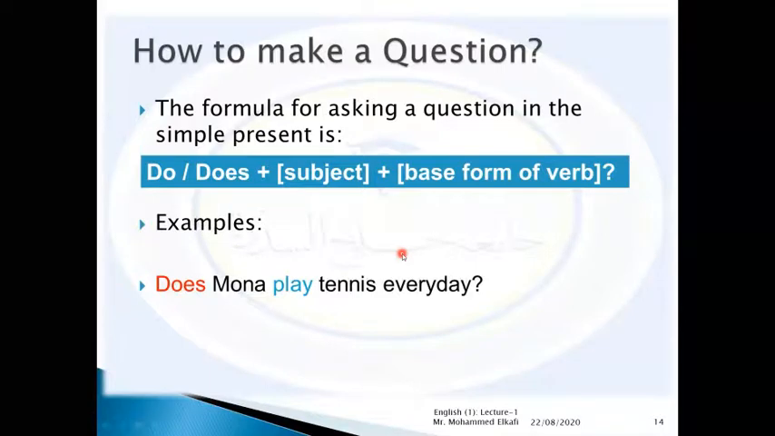So here we have the first example. Does Muna play tennis every day? Why does? Because Muna is she. The subject pronoun that can replace this word is she. Does she play tennis every day? Does she play tennis every day, or does Muna play tennis every day? Does Sarah play tennis every day, or does Ahmed play tennis every day? In case we use do, that means the subject is I, you, we, they. So here, do you like cheese? Do you like cheese? This is the form.